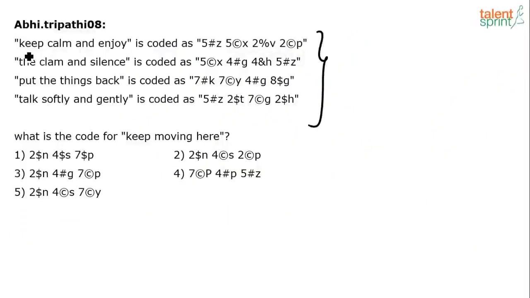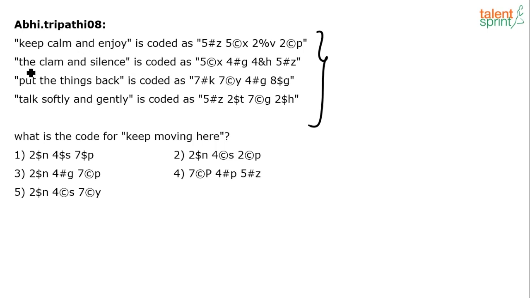The first statement here says keep calm and enjoy is coded as 5#Z, 5©X, 2%V and 2©P. So each word has been coded using a number, a symbol and a letter, right? Of course, this is not direct mapping. Like you cannot say that keep is coded as 5#Z, calm is coded as 5©X, and is coded as 2%V and so on, right? That's not guaranteed. It can be shuffled as well.